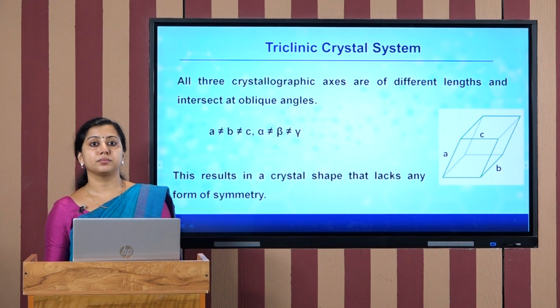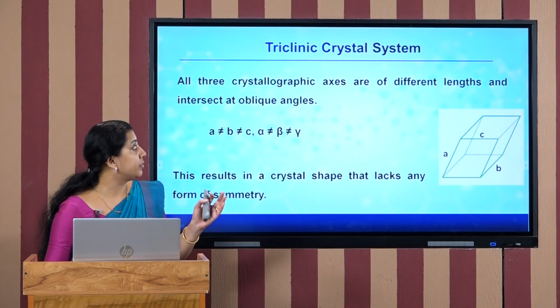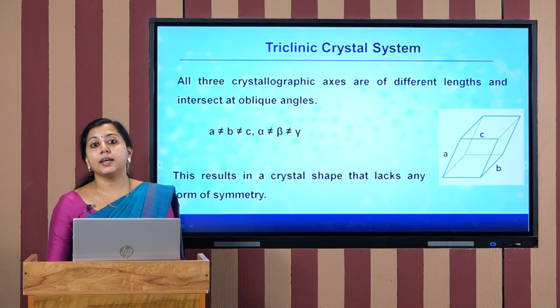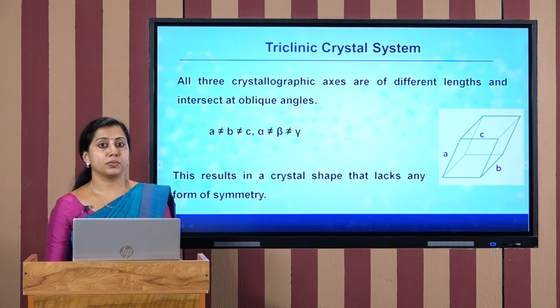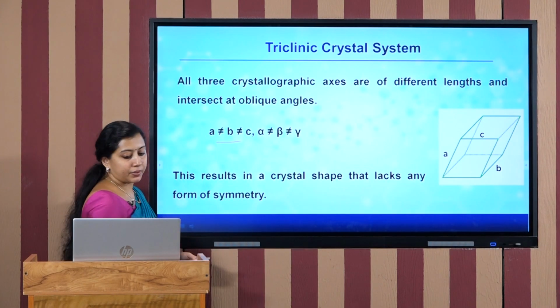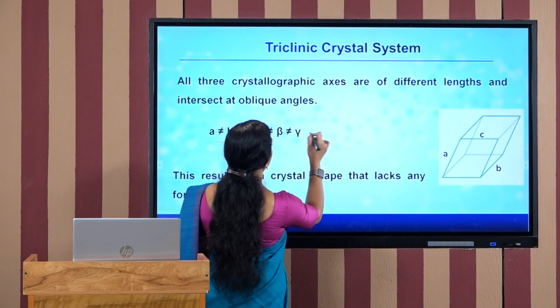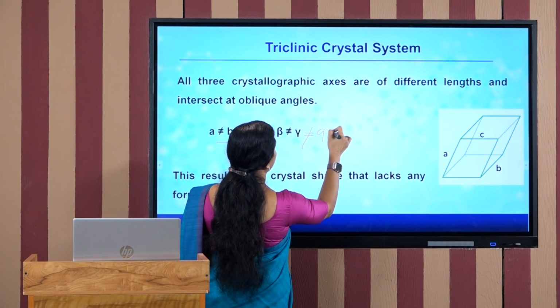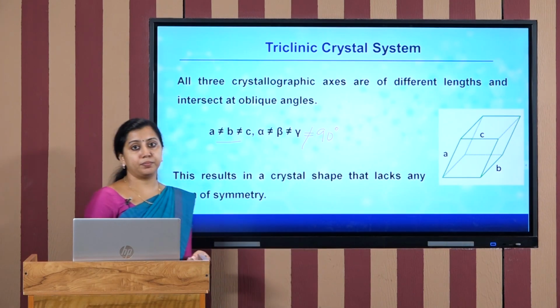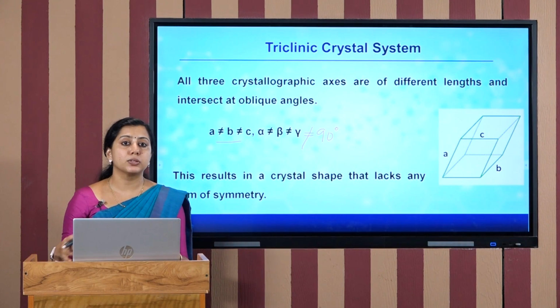The next is the triclinic crystal system. And in this system, the 3 crystallographic axes are of different lengths and they intersect at oblique angles. So, that means A not equal to B not equal to C, and also alpha not equal to beta not equal to gamma not equal to 90 degree. So, all the sides are not equal, all the angles are also not equal.